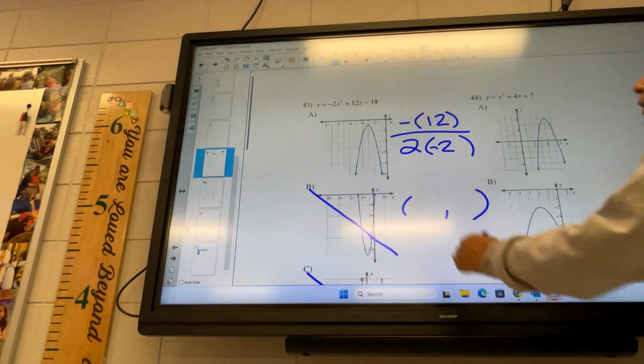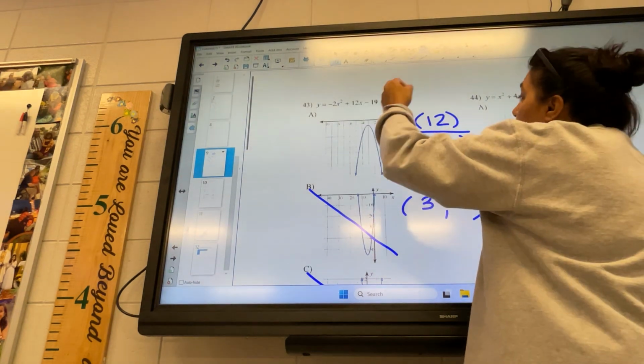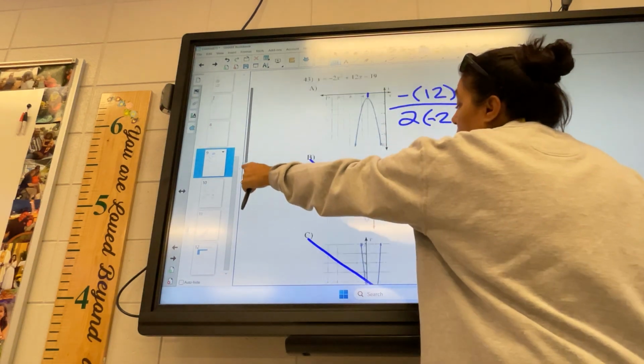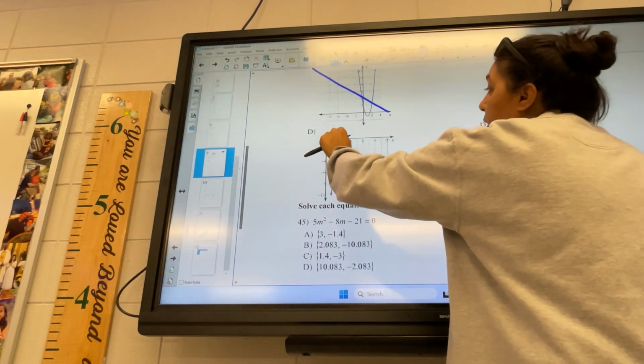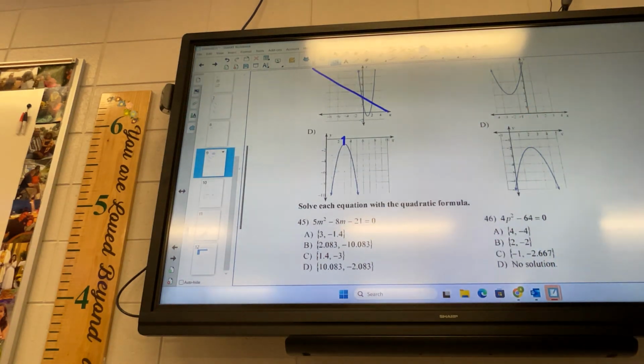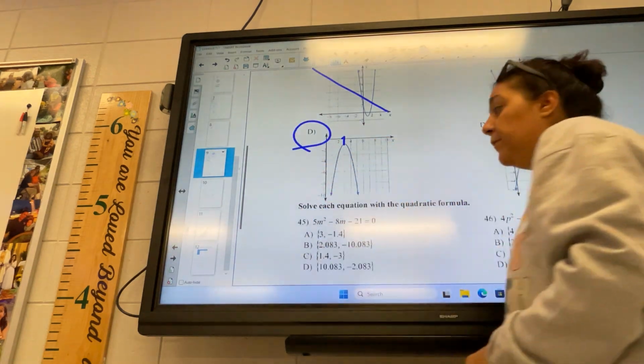Three. Okay, so I know that part of my vertex should fall on the x equals 3 line. Here is where x equals -3, and this one is on x equals 3. So which one is it going to be? It's got to be D. The other one's on -3, and that's not going to work out.